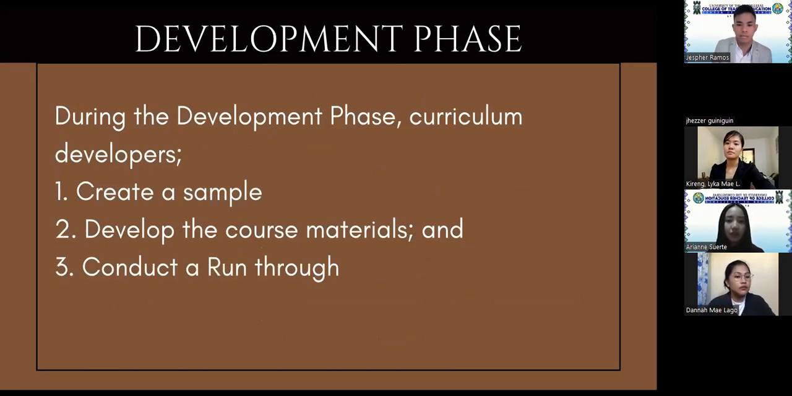During the development phase, the curriculum developers need to do three things. The first one is to create a sample. The second one is develop the course materials. And the third one is conduct a run through. So in here, always check for accuracy of content, the look, feel, and flow of the course. And then you will be ready to implement. So I will now pass the floor to Mr. Jesper.